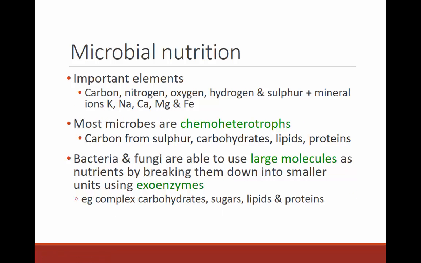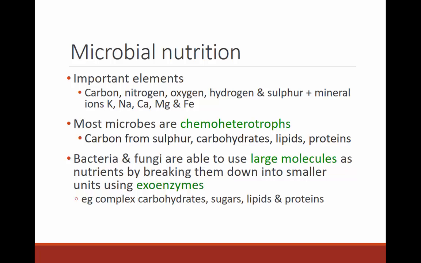We've got the different environments, but we also need lots of different nutrients for the bacteria or the microorganisms to grow. So the most important ones are carbon, nitrogen, oxygen, hydrogen and sulfur. There's some ions as well that they need. So most microbes are the chemoheterotrophs. And the bacteria and fungi can use those large molecules as nutrients and produce enzymes that break them down.